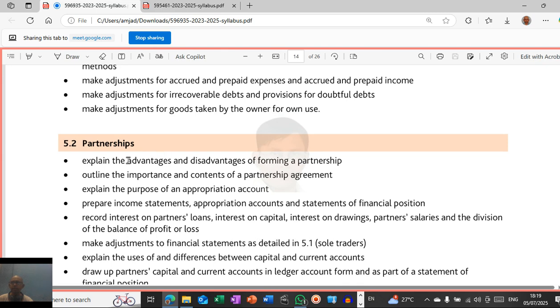So partnership. Explain the advantages and disadvantages of forming a partnership. Outline the importance and convenience of a partnership agreement. Explain the purpose of an appropriation account. Prepare income statements, appropriation accounts, and statements of financial position. Record interest on partners' loans, interest on capital, partners' salaries, and the division of balance of profit and loss. Make adjustments to financial statements as detailed in 5.1 sole traders. Explain the uses and differences between capital and current accounts. Prepare partners' capital and current accounts in ledger account form and as part of the statement of financial position.